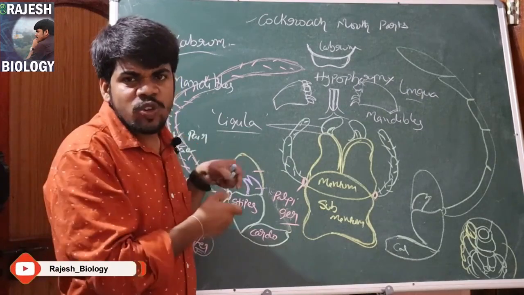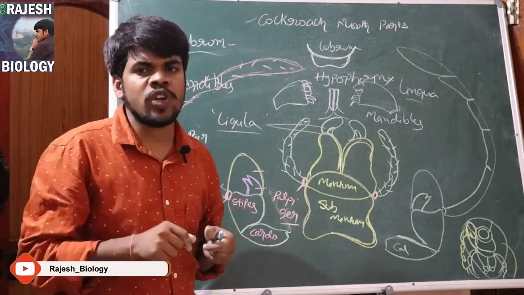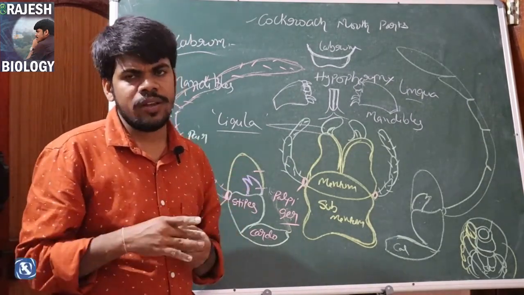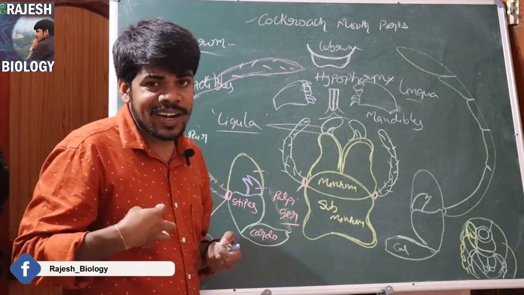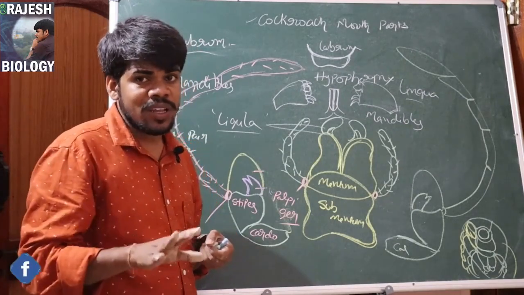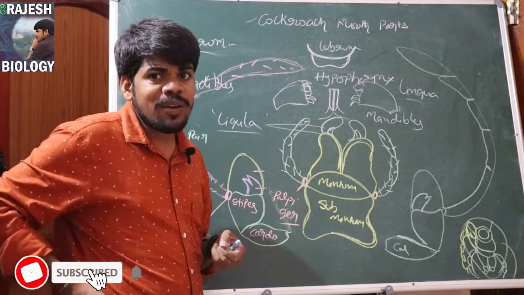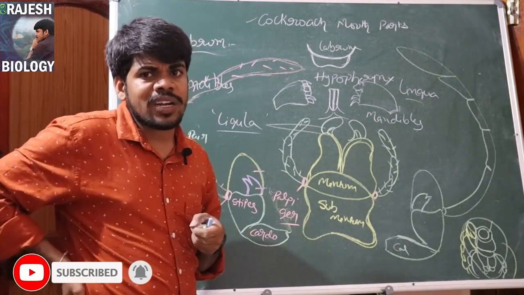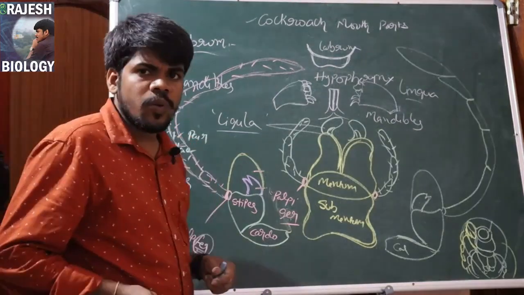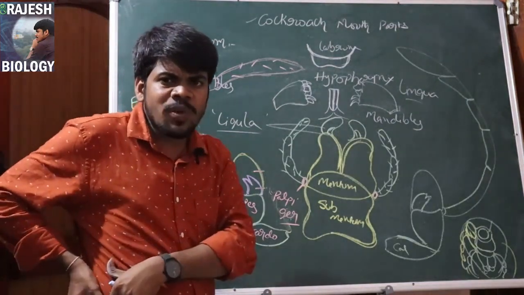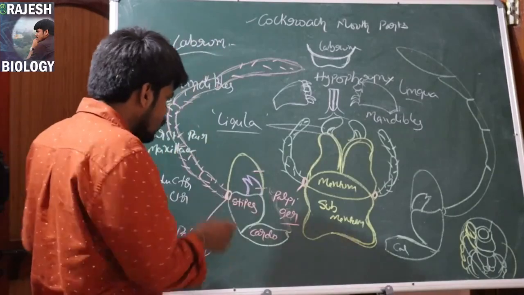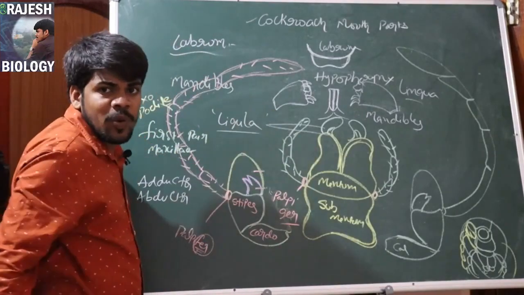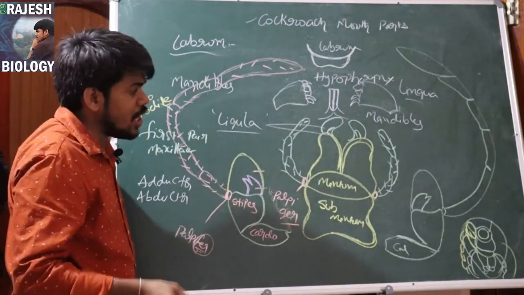You may hear these two muscle names in human physiology too. We also have adductor and abductor muscles, but we have them in the pelvic region, the hip muscles. In the cockroach, the adductor and abductor muscles are present in the preoral cavity and help in mastication.